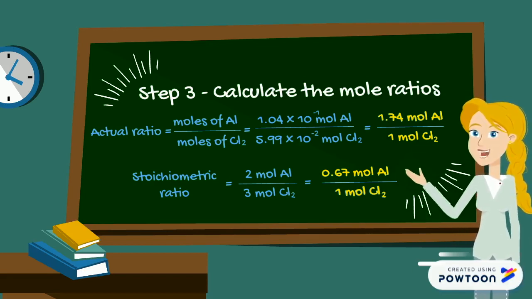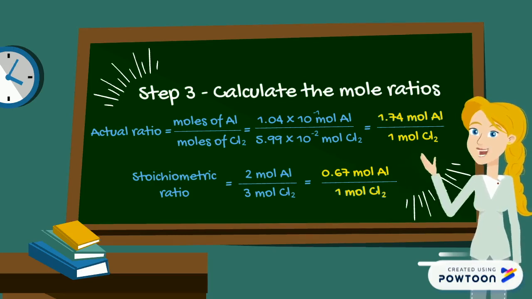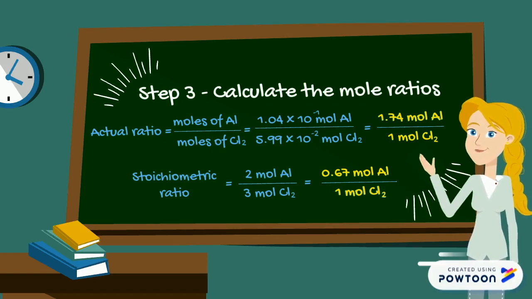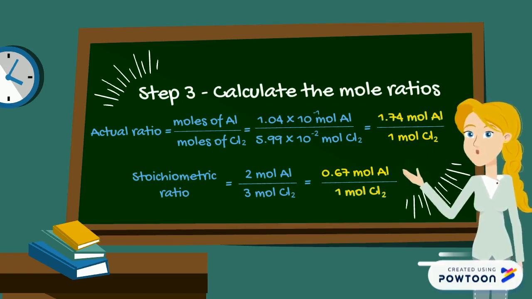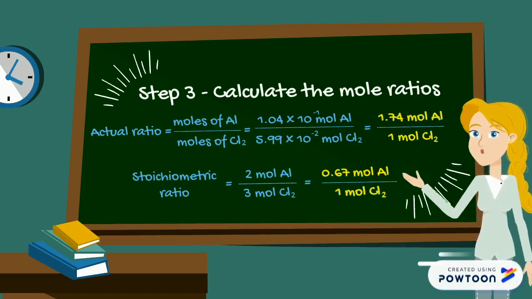Since the actual ratio is greater than our stoichiometric ratio, this means that we have more aluminum than we need to react with chlorine each time the reaction occurs. This means that chlorine is the limiting reagent.